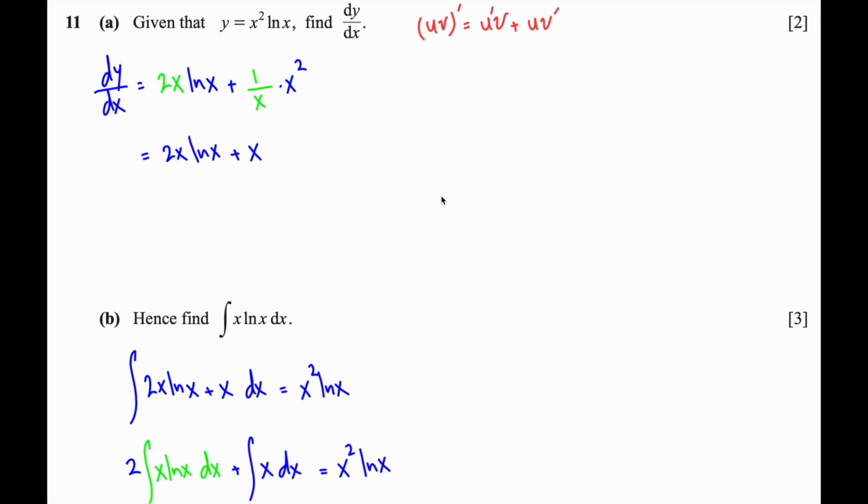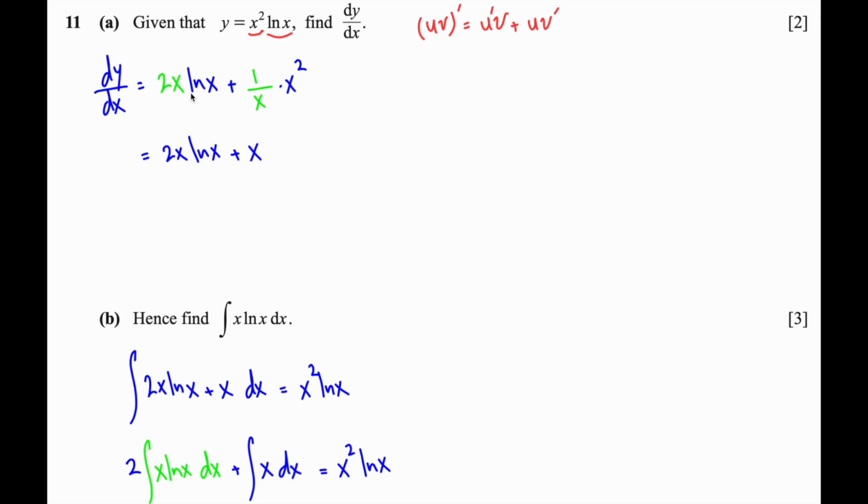Question number 18, part A. Given that y is equal to x squared ln x, find the first derivative, or dy by dx. So since I have the product of two functions here, I'm going to go ahead and use the product rule using this formula, which says the derivative can be found by finding the derivative of the first function multiplied by the second, plus the derivative of the second function multiplied by the first function.